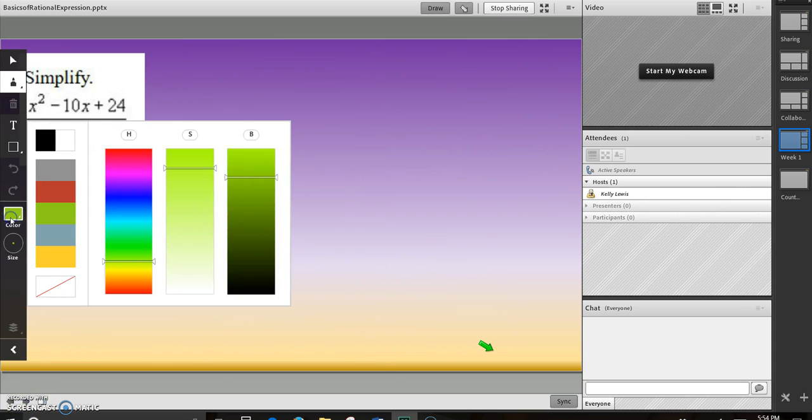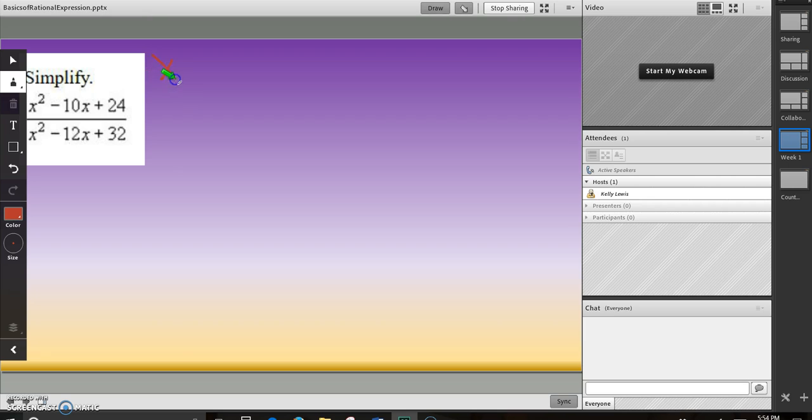Right, let's try this guy. Top, x squared minus 10x plus 24. Multiplies to give me 24, adds to give me negative 10. So 4 and 6. I need a negative 10, so let's try both negatives. Negative 4 times negative 6, positive 24. Negative 4 plus negative 6, negative 10. So I have x minus 4, x minus 6.